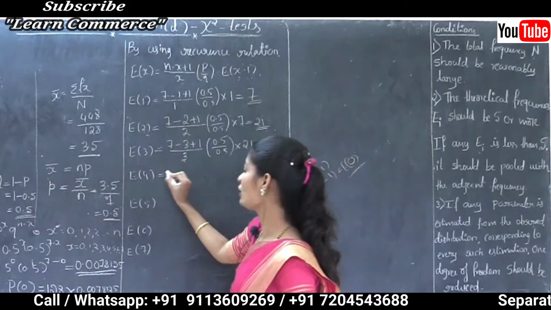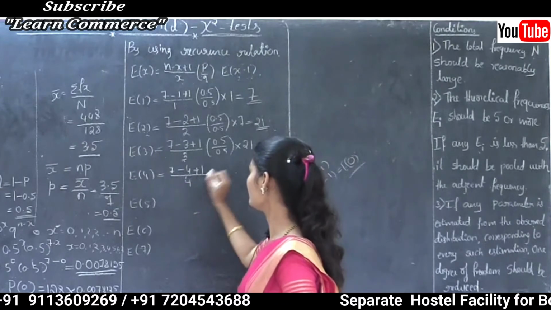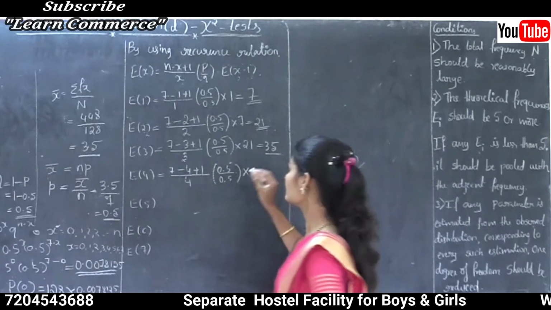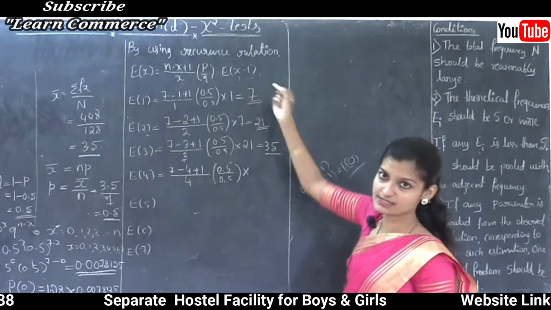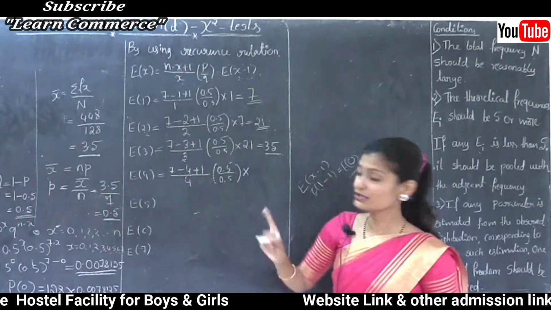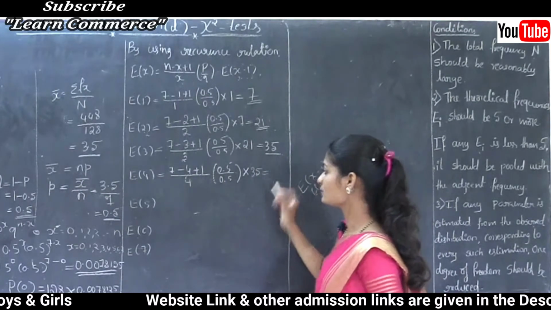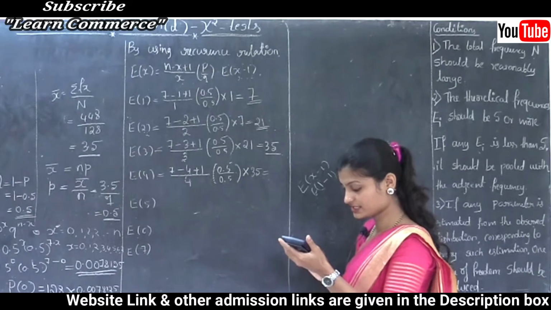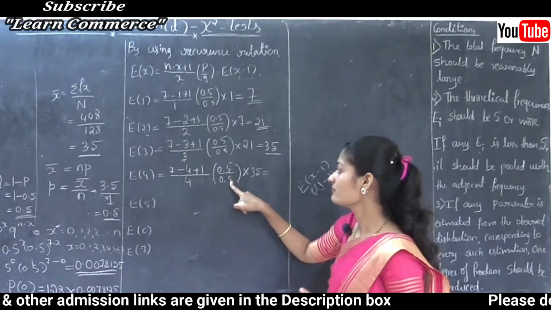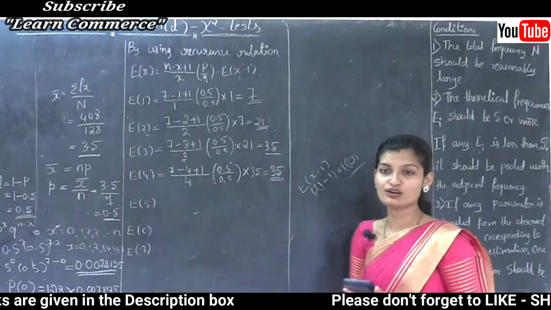Okay, next E of 4, how to find it? 7 minus 4 plus 1 divided by 4, into 0.5 divided by 0.5, into E of x minus 1. See, in the place of x here 4 is there, 4 minus 1 is 3, so we need to substitute the E of 3 value, which is 35. So this is equal to 7 minus 4 is 3, plus 1 is 4, divided by 4, that is 1, so 1 into 35, which is 35. So here we got E of 4 is 35.